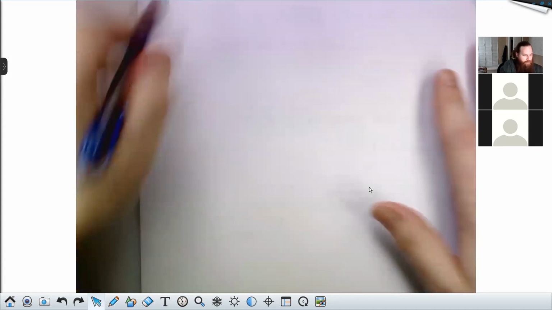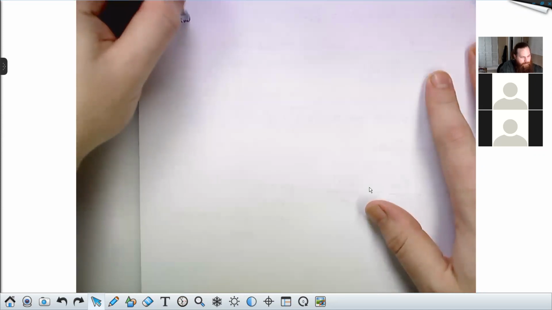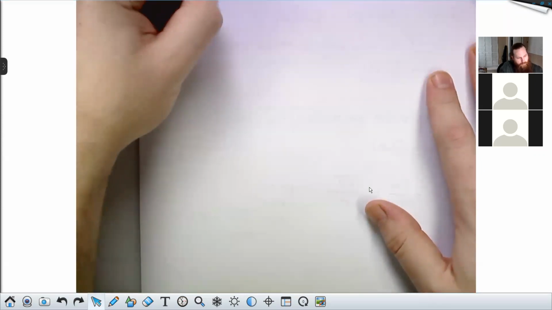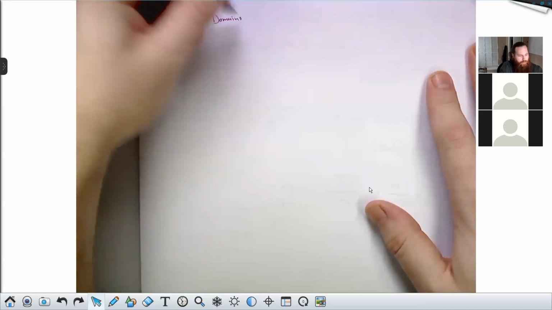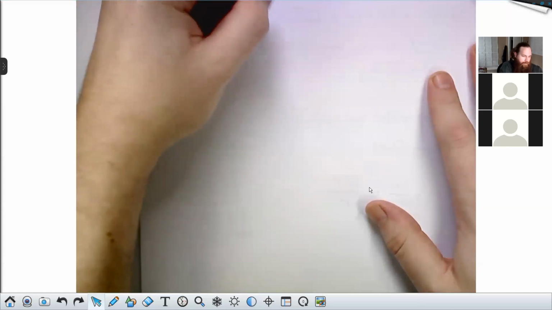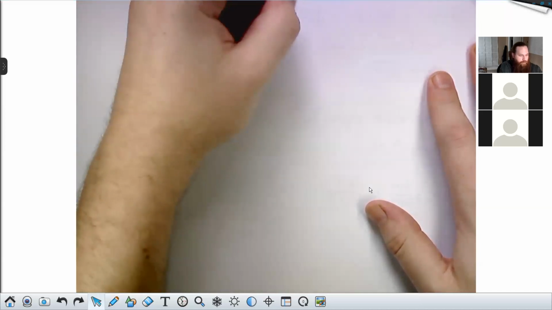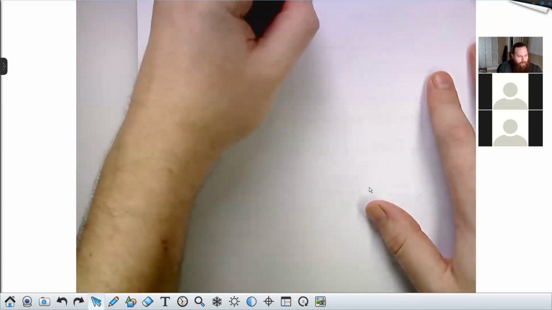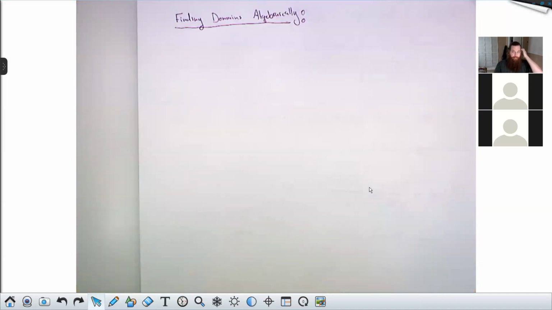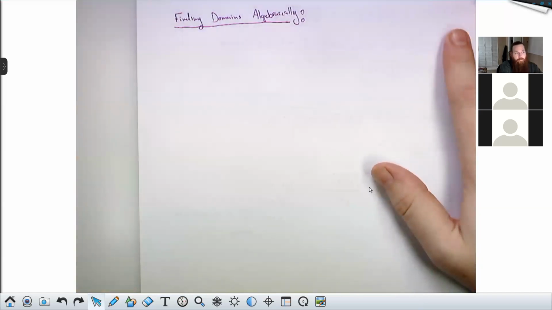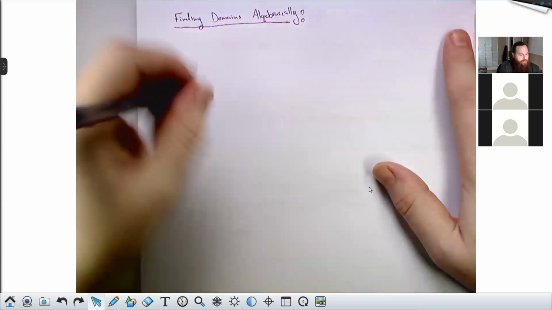Finding domains algebraically. In our very first lecture of the semester, we talked about how to find domains from the graph. But we haven't talked about how to find them using algebra. It's something that we're supposed to learn in previous classes, and we'll of course go over it again here, but let's take a second. So here's some language and some metaphors that might help you internalize this.